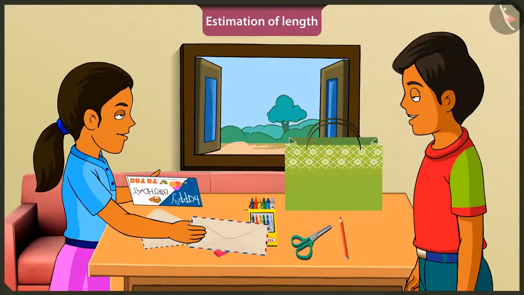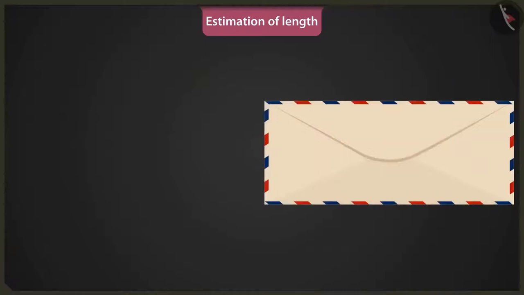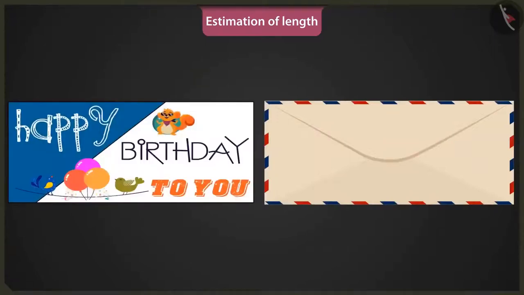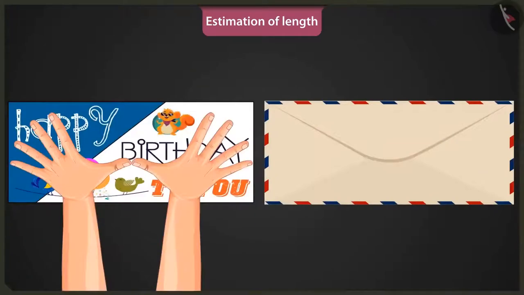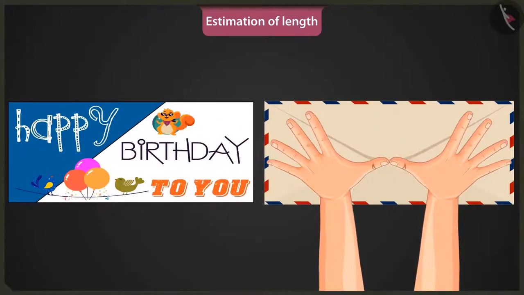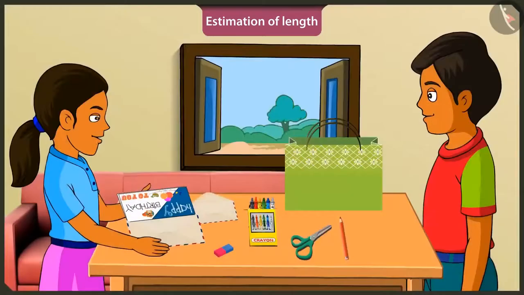How can you say that? Can you tell the approximate length of this envelope? This envelope is as big as my card. Then, its length would be 2 hand spans, approximately. That's right. Now put your card in this envelope, okay?